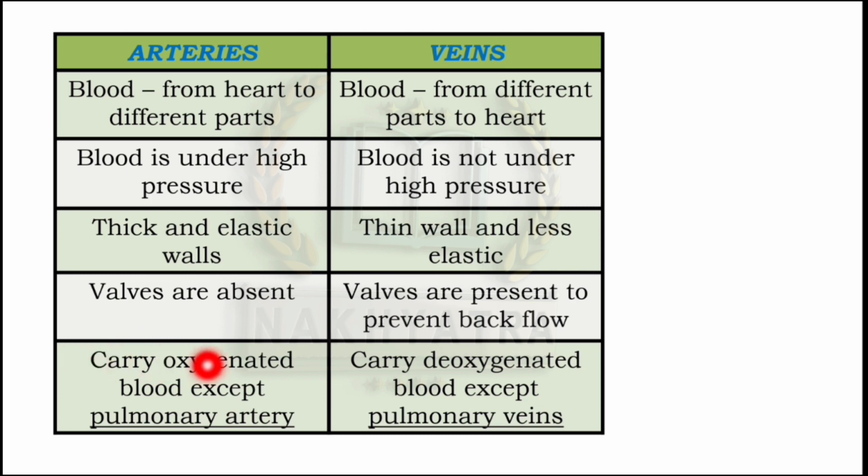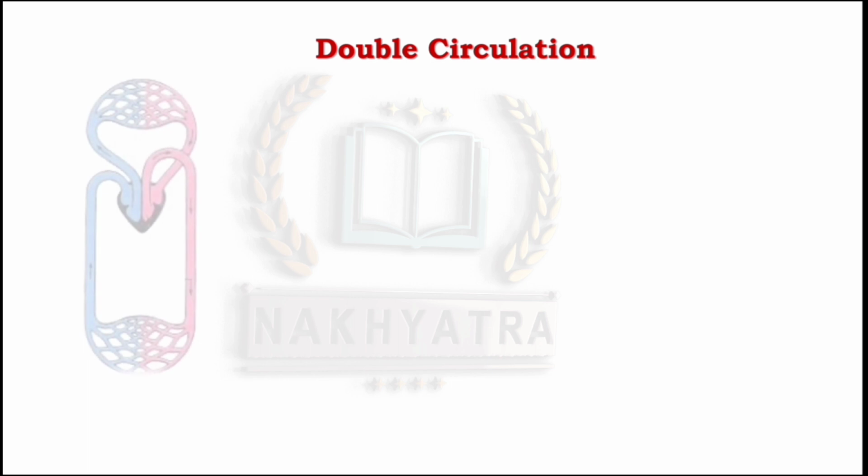Arteries carry oxygenated blood except the pulmonary artery. The pulmonary artery does not carry oxygenated blood. Veins carry deoxygenated blood except the pulmonary veins. So here also there is an exception. I hope everyone is clear. Here oxygenated means pure oxygen, and deoxygenated means impure, with carbon dioxide.